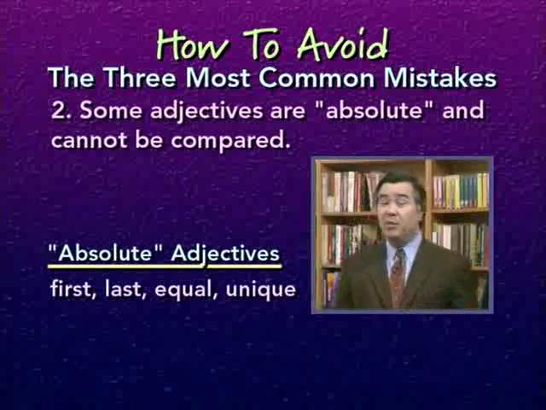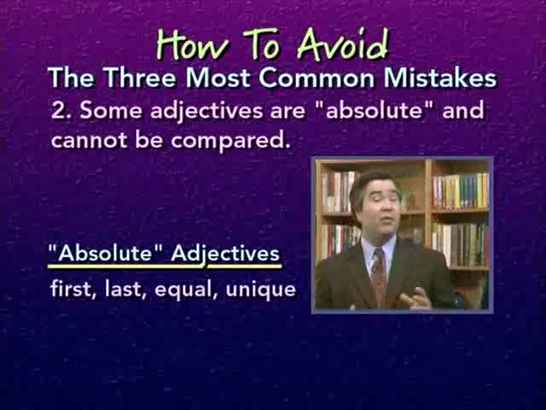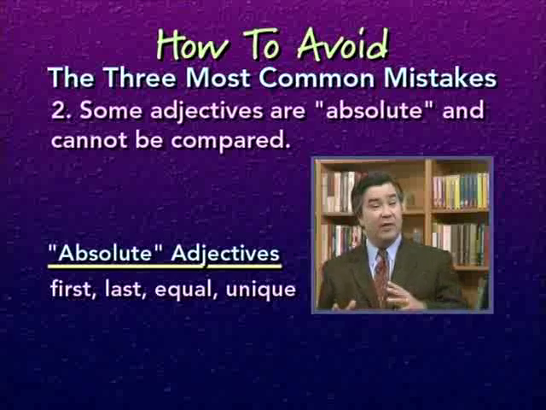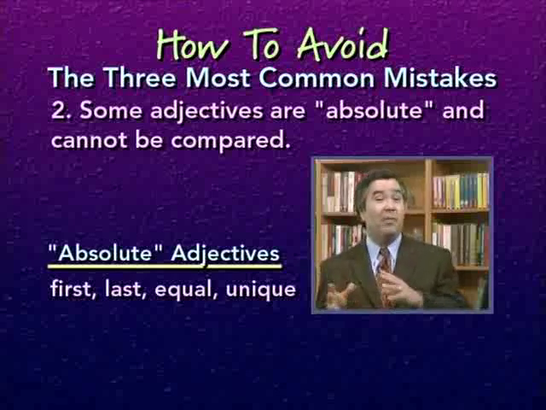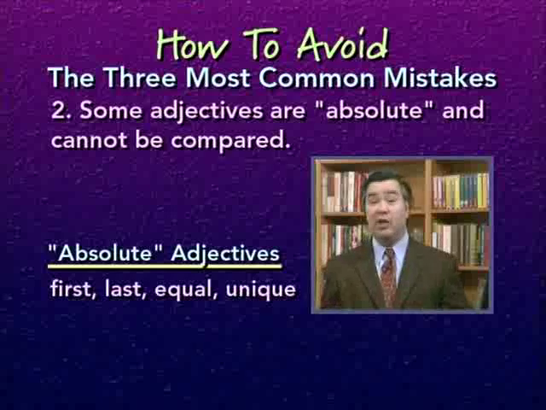Perhaps you can see why these would be considered absolute qualities, which can't really be compared. For example, first. If you are first in line, you're first in line. No one else could be more first than you, or the most first. Either you're first or you're not.